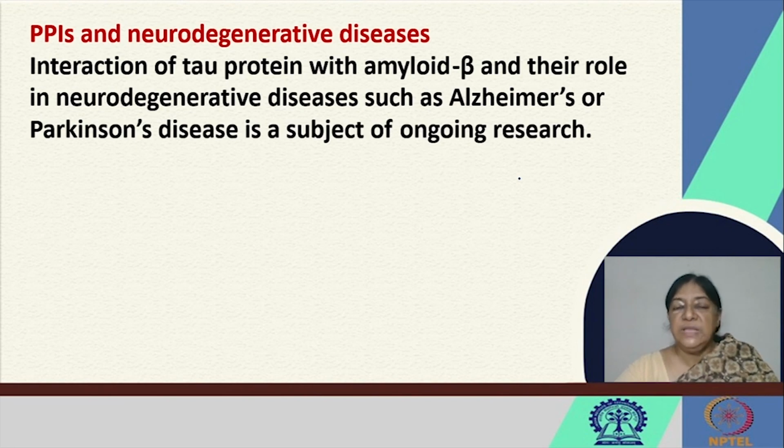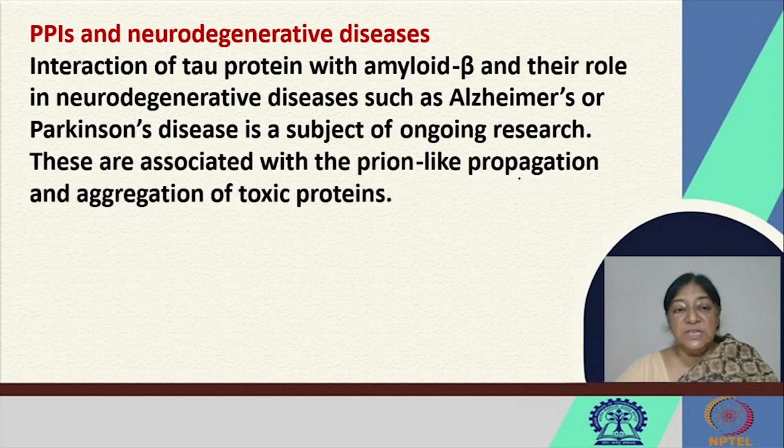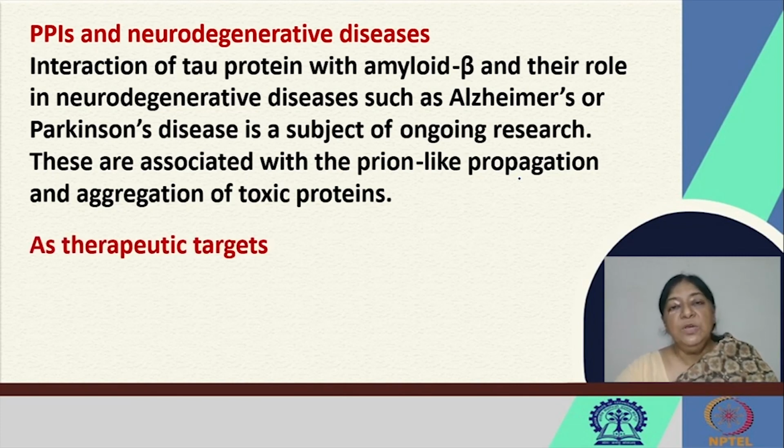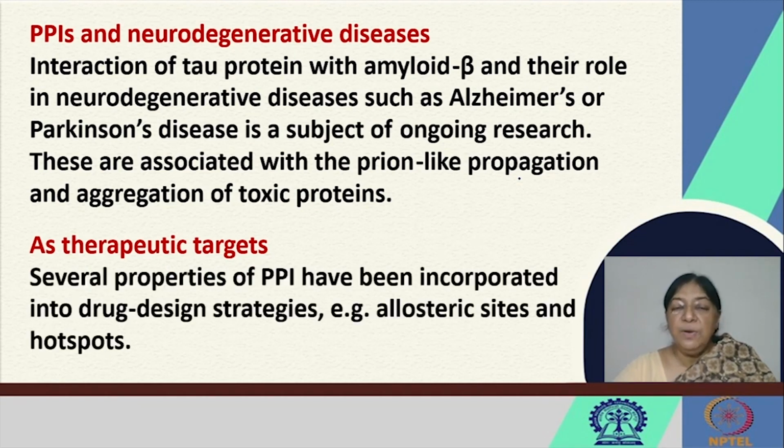When we look at PPIs and neurodegenerative diseases, for example, we can look at the interaction of the tau protein with the amyloid beta and their specific role in neurodegenerative diseases such as Alzheimer's or Parkinson's disease. This is a subject of ongoing research, and these are associated with prion-like propagation and aggregation of toxic proteins. So they can be used as therapeutic targets. Several properties of the PPI have been incorporated into drug design strategies, where we look at the specific hotspots, the conserved regions that are required for the interactions, and allosteric sites that might affect the protein-protein interaction per se.